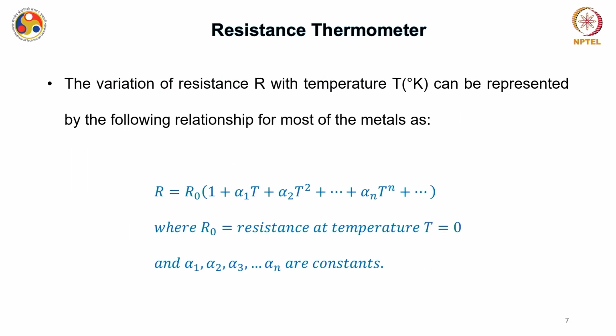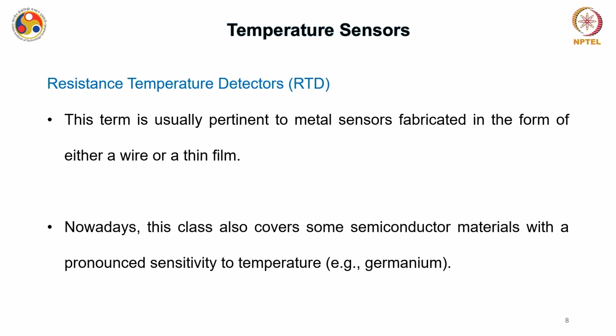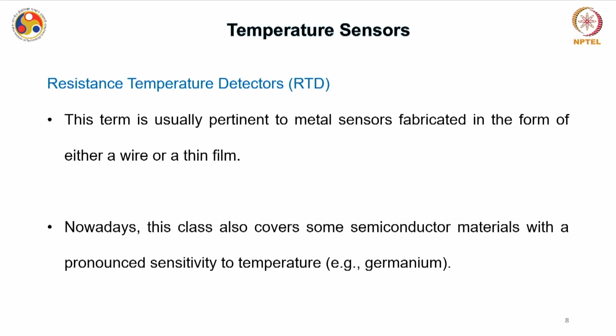In this series, let's first learn about RTDs, which are resistance temperature detectors, and these are a very crucial device from the industry point of view, particularly in measurement and instrumentation. These RTDs dominate the temperature market from the industry perspective. The term RTD is usually very common for metal based devices. These metal based devices are either fabricated in the form of thin wires, or they are sometimes formed in the form of thin films.